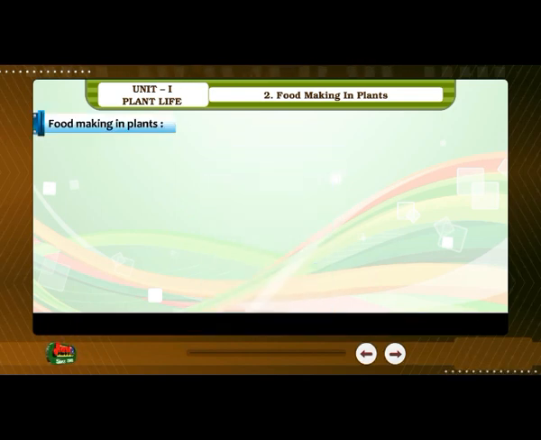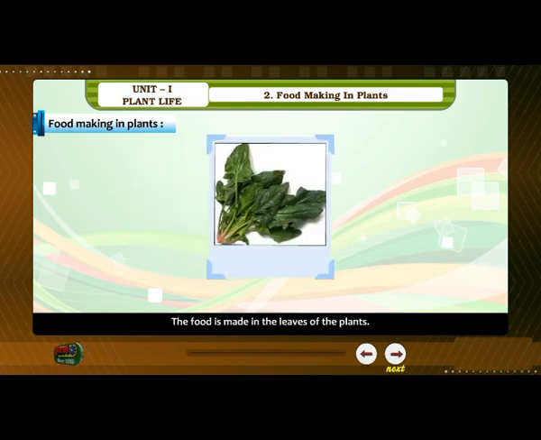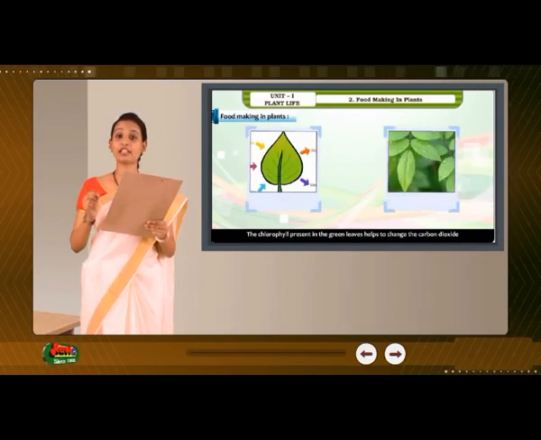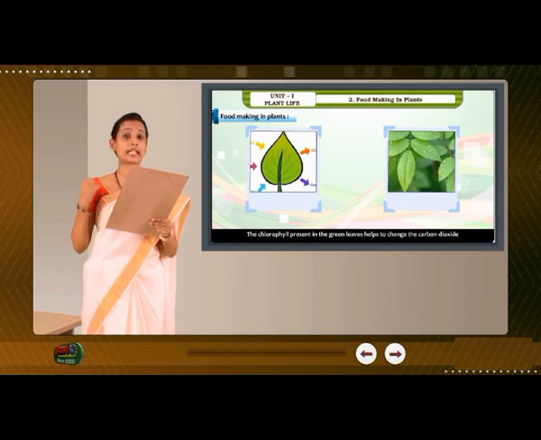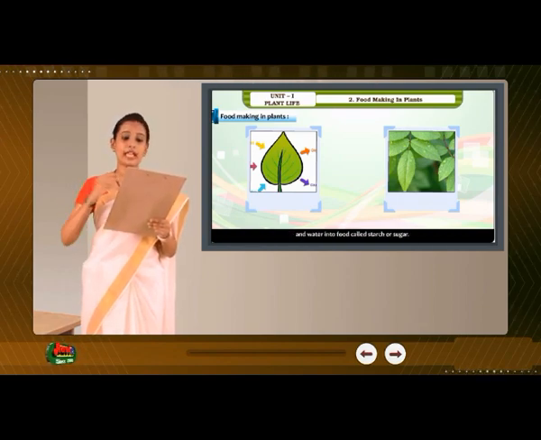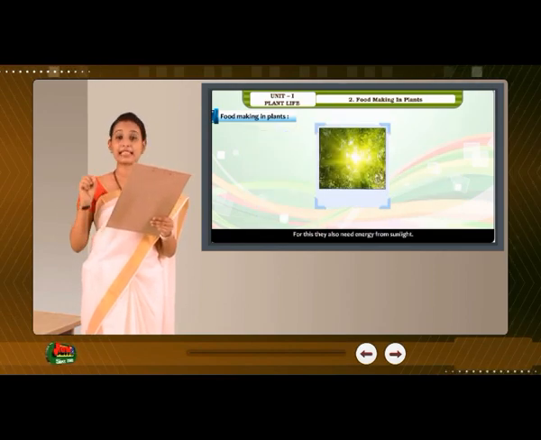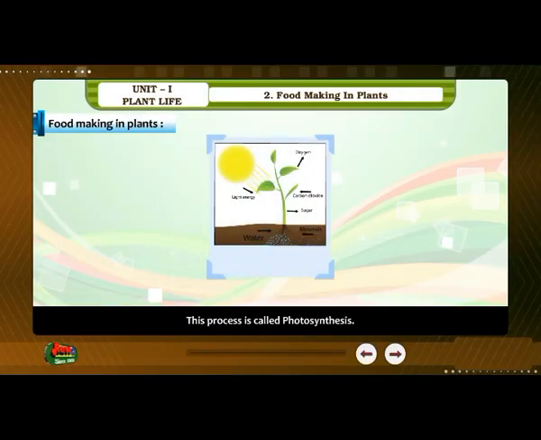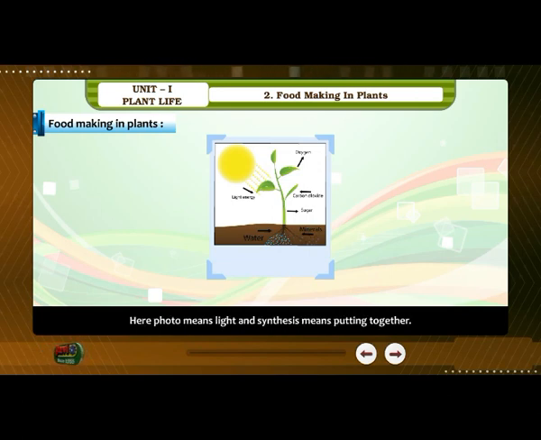Food making in plants. The food is made in the leaves of the plants. Only green plants which contain chlorophyll prepare the food. The chlorophyll present in the green leaves helps to change the carbon dioxide and water into food called starch or sugar. For this, they also need energy from sunlight. This process is called photosynthesis. Here, photo means light and synthesis means putting together.